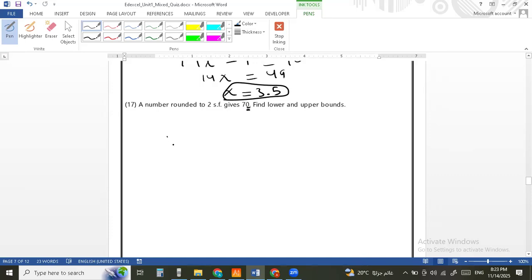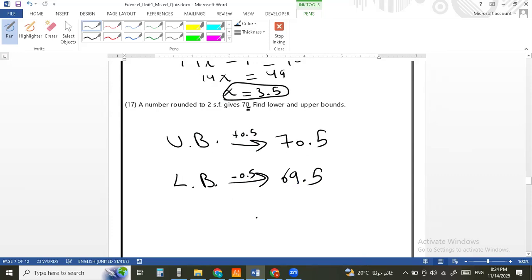So to find the upper bound and to find the lower bound, what do we do? It's the ones place, mister. So I add half, minus half. The upper bound is going to be 70.5. The lower bound is going to be 69.5. All right.